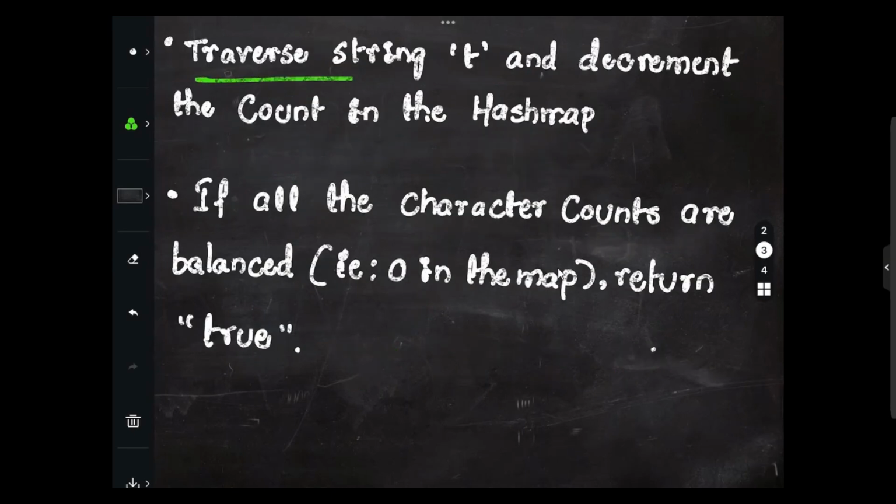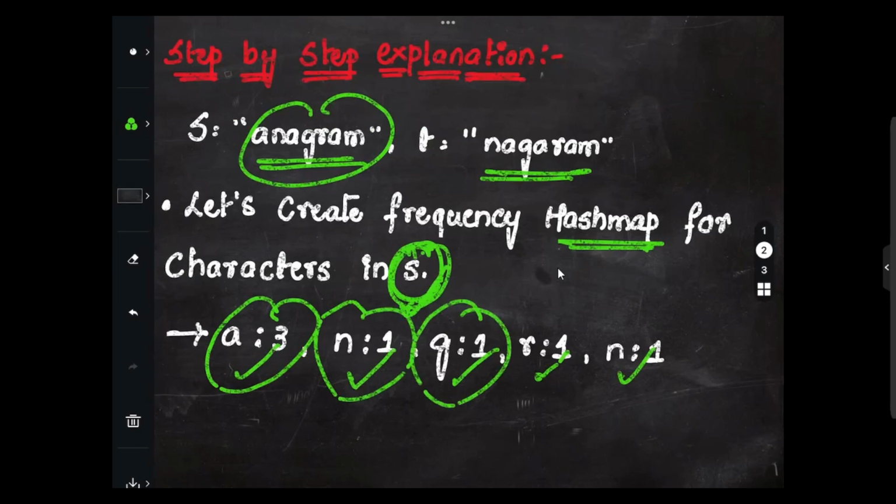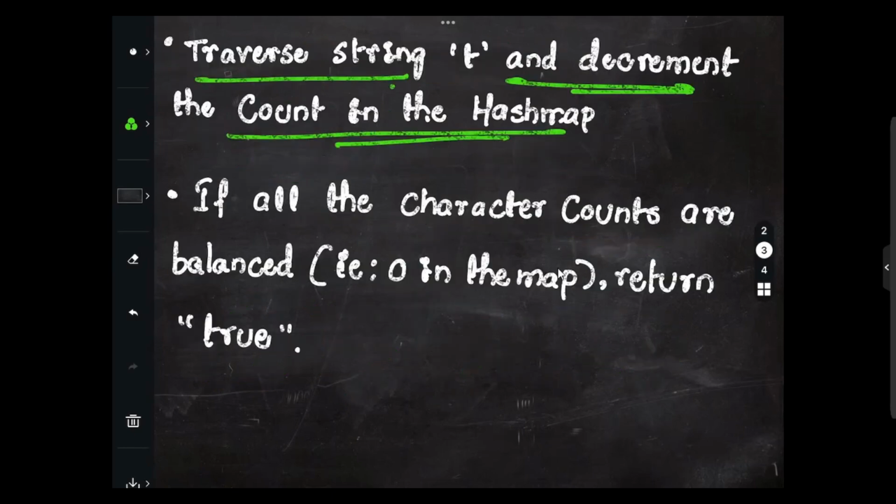So what we will do here, we will traverse the string T and we will decrement the count in the hash map. So next, first step what we did here, we created the hash map for the characters in S. So now we have the distinct characters as keys and the frequency of those characters as values, right? So next what we are doing here, we are traversing through the string T and we are decrementing the count in the hash map. That's what we are doing here in this case, right?